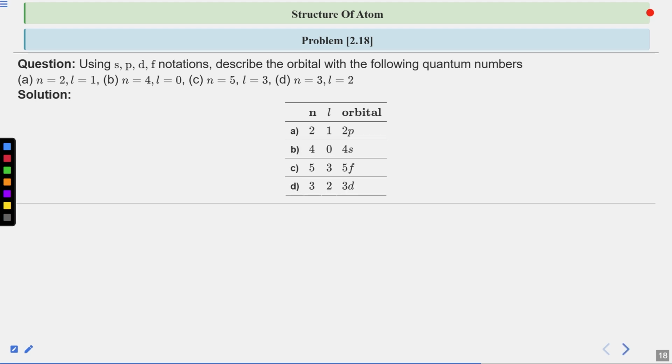This is the easy one. If you are looking at the first one, the n value is 2 and the l value is 1. For l value of 1, the subshell notation is p. Therefore, the subshell notation can be written as 2p. Similarly, for 4,0 it will be 4s, for 5,3 it will be 5f, and for 3,2 it will be 3d. Why? Because for the value of l as 2, it is the d subshell. For the value of l as 3, it is the f subshell.